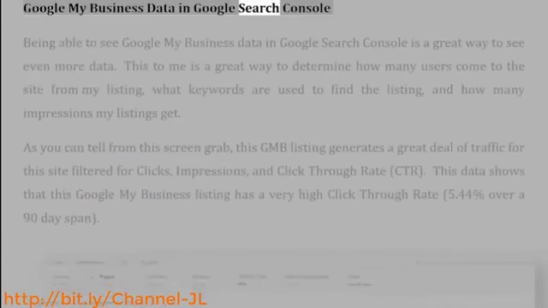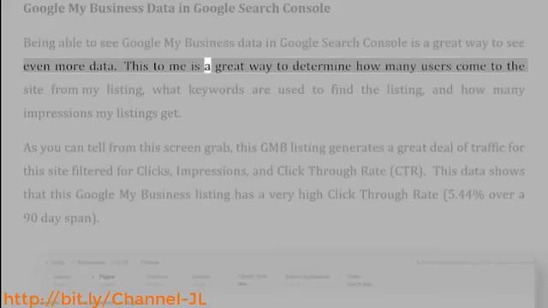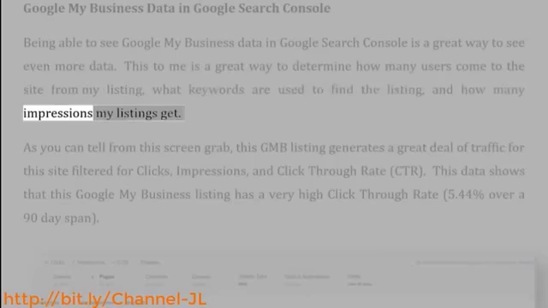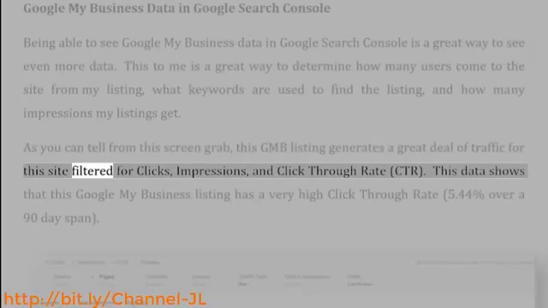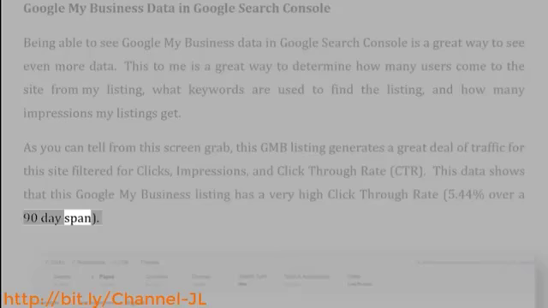Google My Business data in Google Search Console. Being able to see Google My Business data in Google Search Console is a great way to see even more data. This to me is a great way to determine how many users come to the site from my listing, what keywords are used to find the listing, and how many impressions my listings get. As you can tell from this screen grab, this GMB listing generates a great deal of traffic for the site, filtered for clicks, impressions, and click-through rate, CTR. This data shows that this Google My Business listing has a very high click-through rate, 5.44% over a 90-day span.